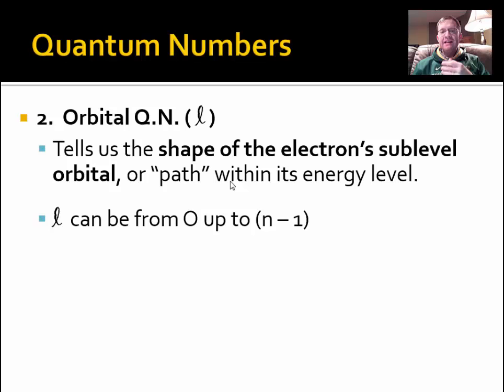L can be any number starting from 0 up to n minus 1. Now that's a little weird looking at first, but let's say on the previous quantum number that n equals 3. That means the electron is in the 3rd energy level out in the atom, and that electron could have a value here of anything from 0 up to n minus 1, which would be 3 minus 1, right? So that's 2. So our second quantum number for that electron could be anywhere from 0 to 1 to 2.